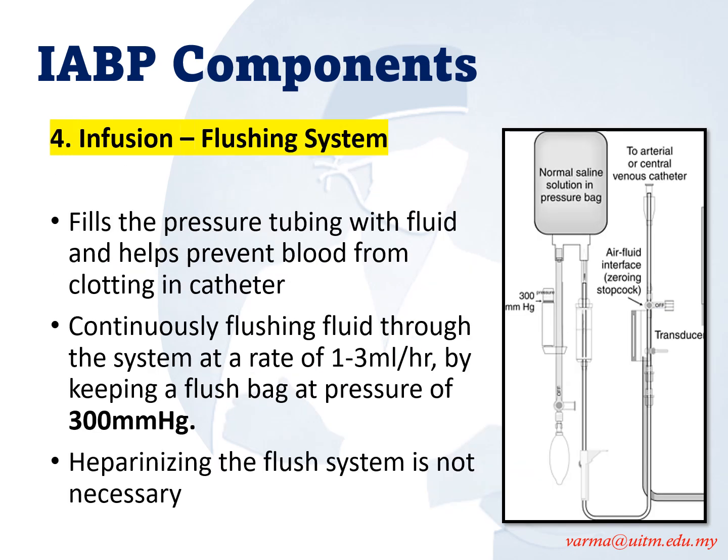Next, we move on to the infusion or flushing system. Here a normal saline solution is put in a pressure bag and pressurized up to 300 millimeter mercury. It fills the pressure tubing, the saline-filled tubing, with fluid and helps prevent clotting in the catheter. It continuously flushes fluid through the system at a rate of 1 to 3 ml per hour by keeping the flusher bag at 300 millimeter mercury. Pressurizing the flush system is not necessary.